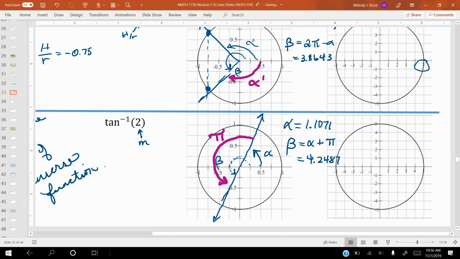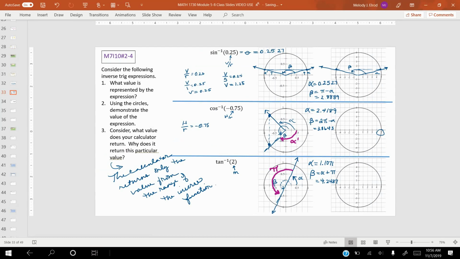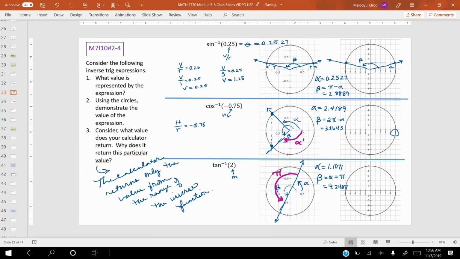So to find that second angle, we have to apply what we know about the inverse functions and about the circle. So for inverse sine, we use pi minus the given angle to get the second angle. For cosine, we use 2 pi minus the given angle to get the second angle. And for inverse tangent, we use pi plus the given angle to get the second angle. So there we go. I'm going to let that be the end of it for this particular video.